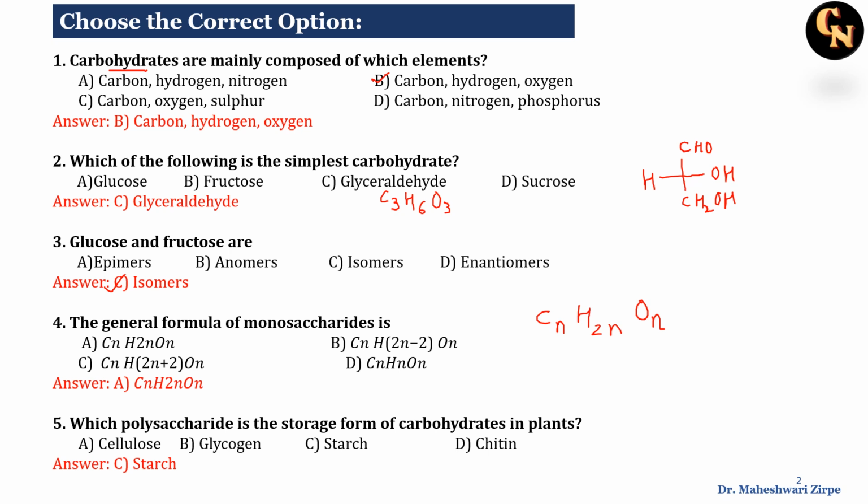Now, which polysaccharide is the storage form of carbohydrates in plants? You have to tell which polysaccharide is stored as carbohydrate. We know that potato is the best example for this. In potato you will find starch is stored. So option C is the correct option. Okay, let us go to the next one.